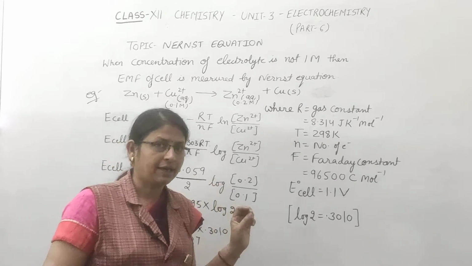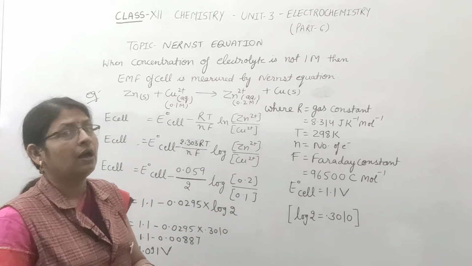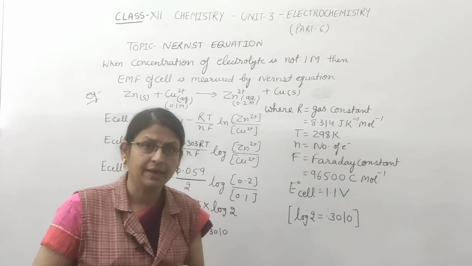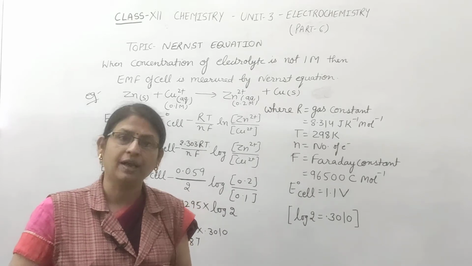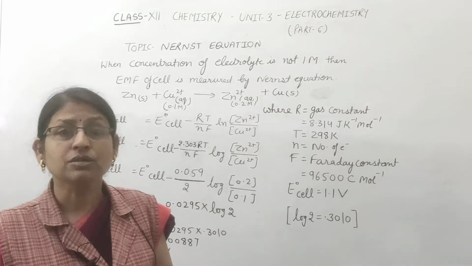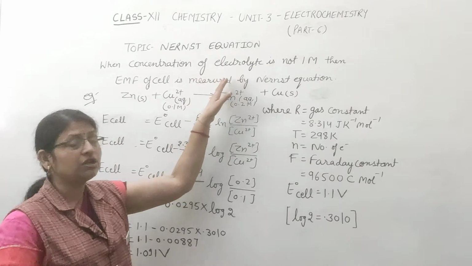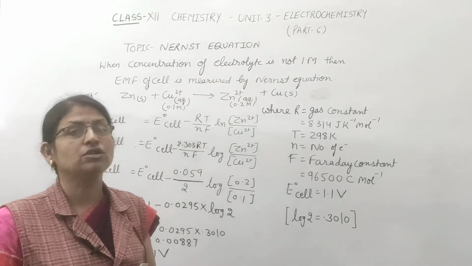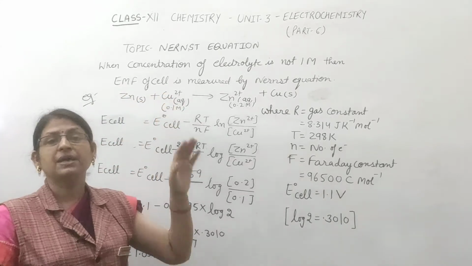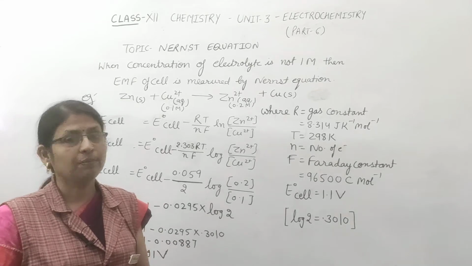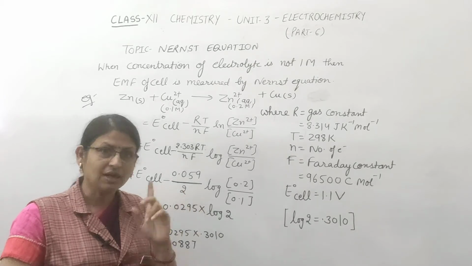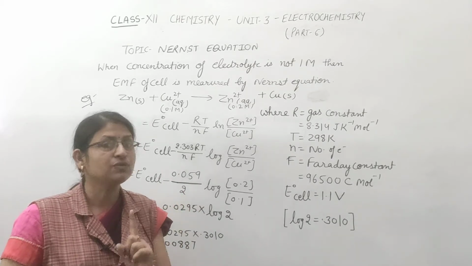So students, listen carefully: what is the Nernst equation? I already told you, in the standard state, the concentration of electrolyte in an electrochemical cell is 1 M, temperature is 298 Kelvin and pressure is 1 bar. But when the concentration of electrolyte is not 1 M, then what happens? Then the EMF of the cell is measured by the Nernst equation. We cannot measure EMF of the cell only by E naught cathode minus E naught anode. That is the formula when the concentration of electrolyte is 1 M.